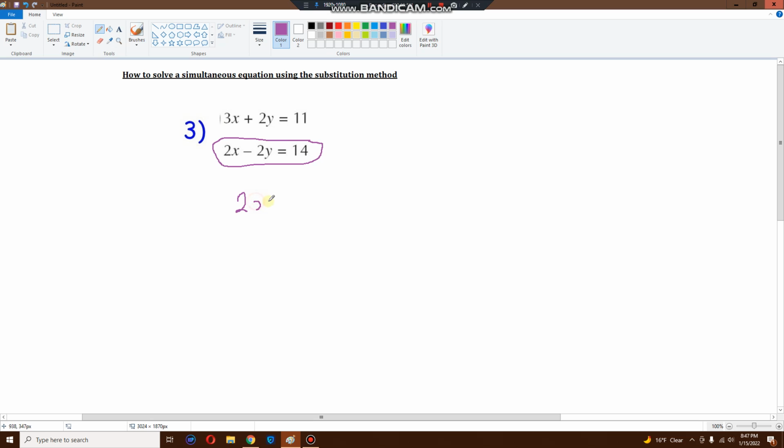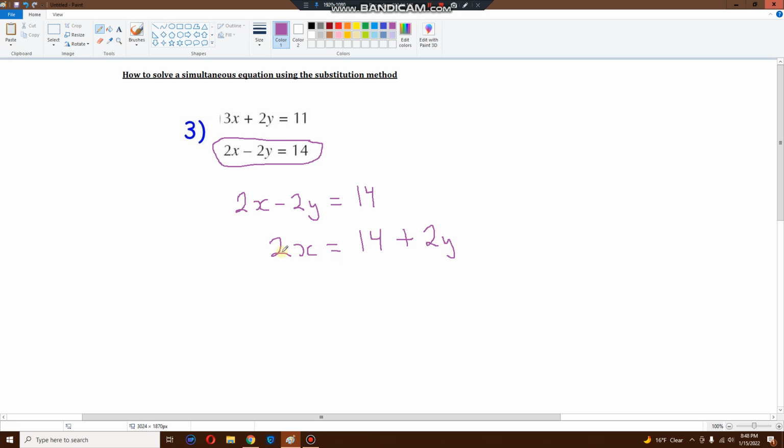So we have 2x minus 2y is equal to 14. By the way, I just selected x at random. I mean, you could solve it for y, you could solve for x. It's your choice. I chose x because it's positive. Okay, so I'm going to solve this in terms of x. So 2x is equal to 14 plus 2y.